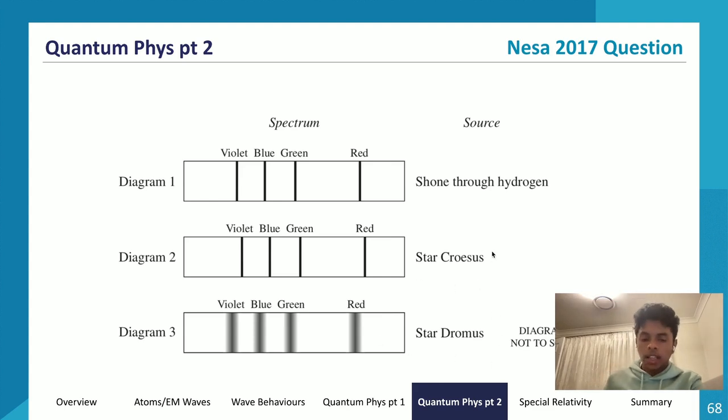So the next subheading that we'll write is density. I will say, due to very evident blurring of spectral lines in diagram 3, and due to the lack of blurry spectral lines in diagram 2, it's evident that star Dromis is a lot denser than star Croesus. So that's another difference and another comparison that we can make using the data that they've given us.